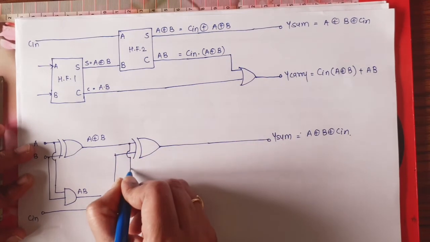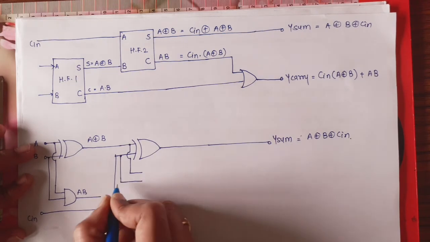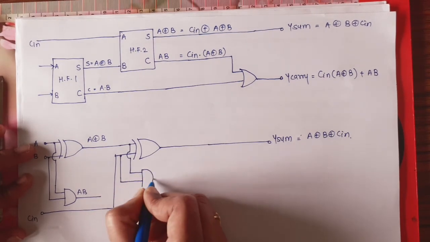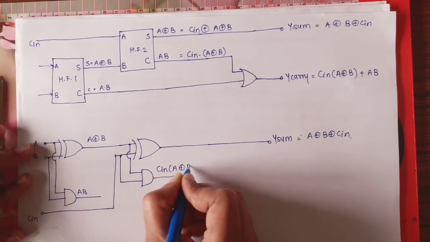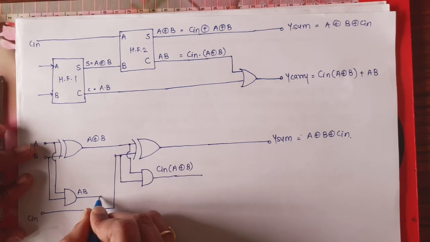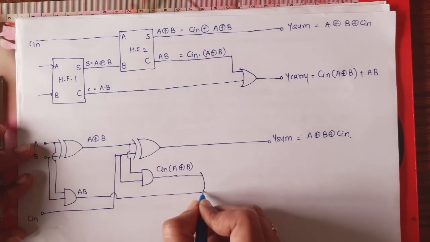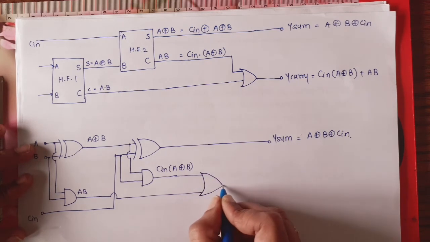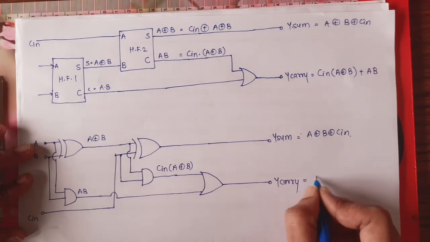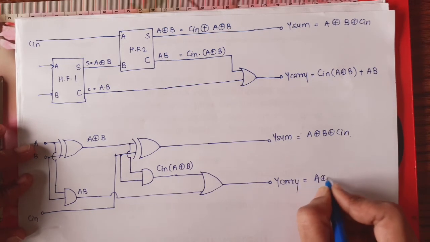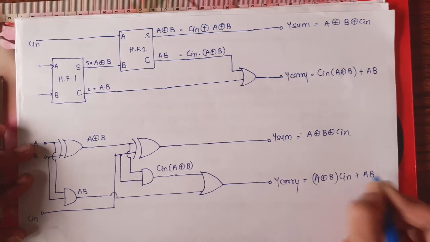These two inputs of second half adder are ANDed. A XOR B is the first input and another input is the Cin. These are ANDed to give Cin into (A XOR B). These two must be ORed to get carry of full adder: A XOR B, which is ANDed with Cin, plus AB.